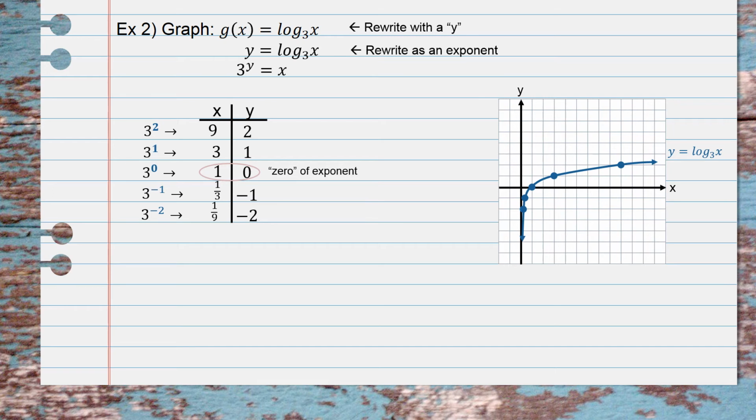Now remember, all graphs must indicate any asymptotes or intercepts. In this particular example, we do have a vertical asymptote at x equals 0, and our intercept is at (1, 0).